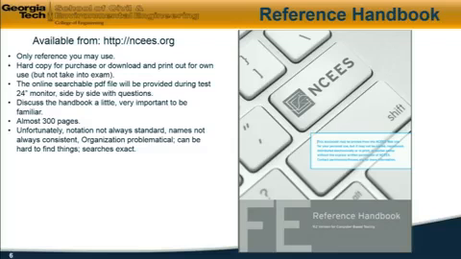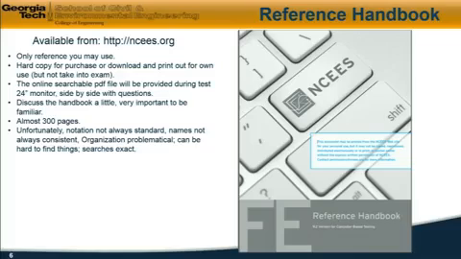The reference handbook you can obtain from ncees.org, and this is the only reference that you may use in the exam. You can purchase a hard copy, or you can download the PDF manual and print it out for your own use. However, you cannot take it into the exam. The only thing that will be available during the exam is the online file, which is a searchable PDF file, which will be provided. The actual exam will be given on a 24-inch monitor, and the handbook will be side by side with the questions, so it's simultaneously available.